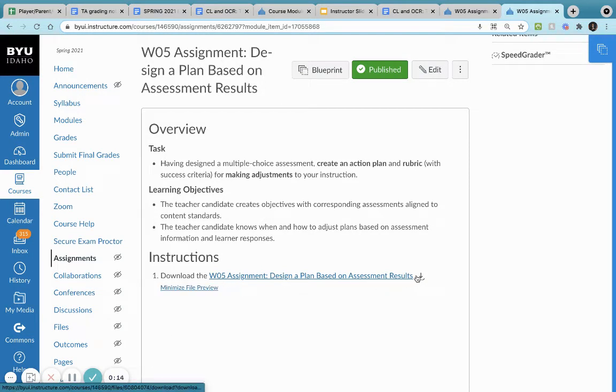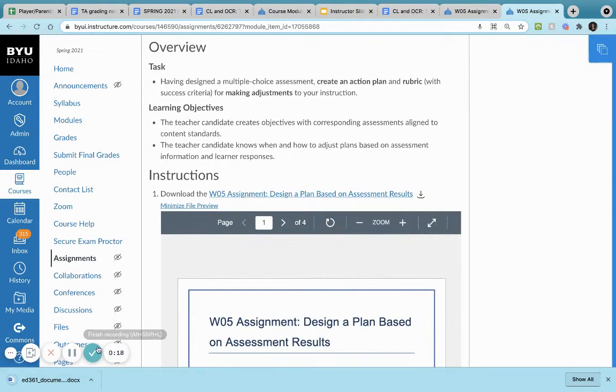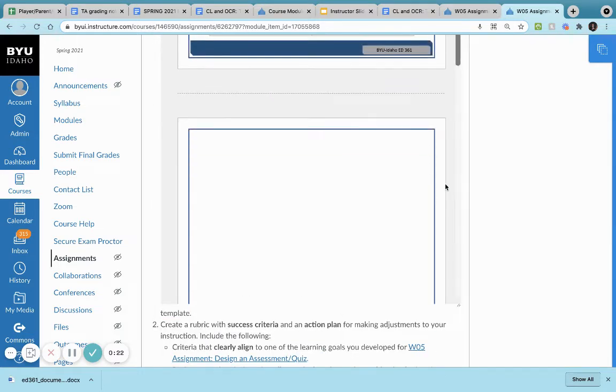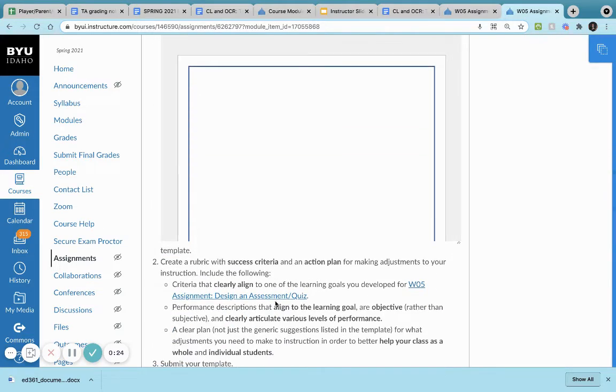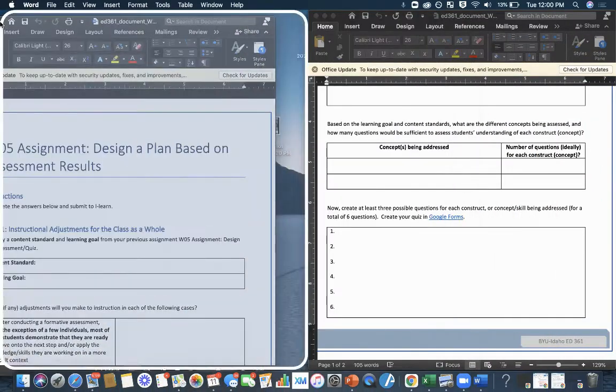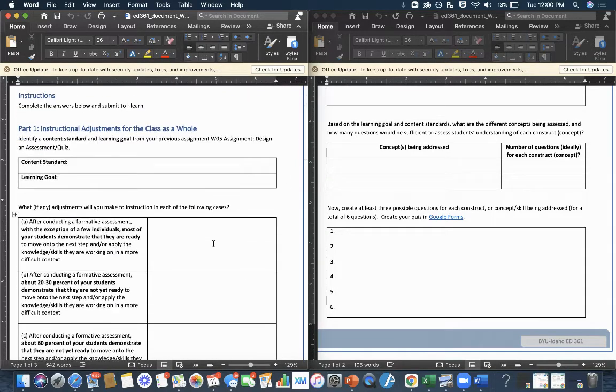Okay. And then once you've downloaded that, it's going to be a really good idea to have that template open and to have one of your previous assignments open right here. The one you worked on before that said Week 5 assignment, design an assessment and a quiz. So I'm going to open up both of those and have those side by side so that I can work off of both of those.